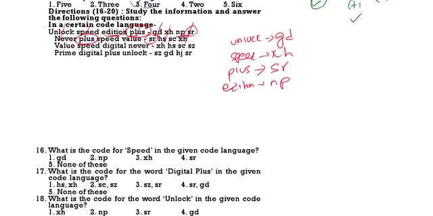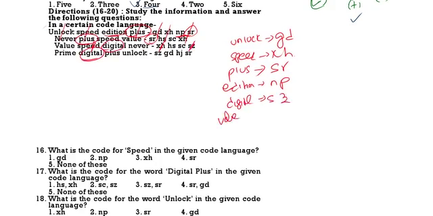Now come to the second. Value, speed, digital, never. So speed means already it is XH. Value, digital, never. What do you mean by digital? In both third and fourth we are having digital. So digital means SZ.